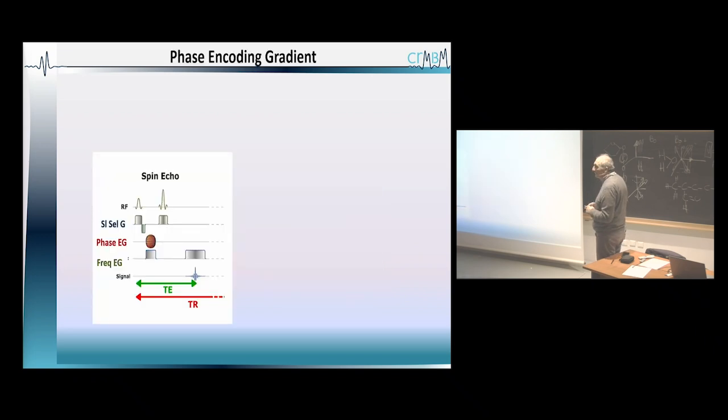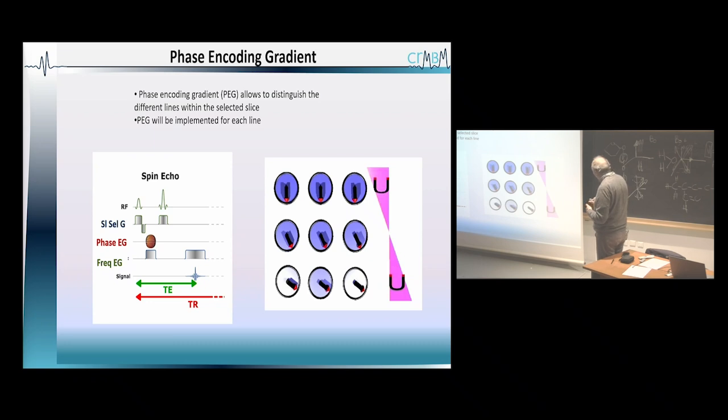So now you've got the slice, but as I said, you need to go to the lines and to the columns. You are going to use another gradient, which is what we call the phase encoding gradient, and you've got multiple steps of them. The idea is, as I said, that you are going to go to the lines of the slice you just selected. Again, you've got this gradient in here. It can be 0 in the middle and can be positive and negative.